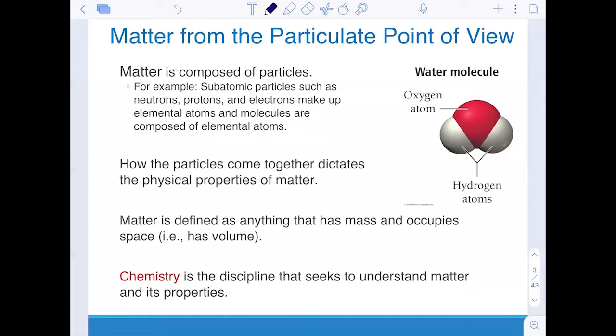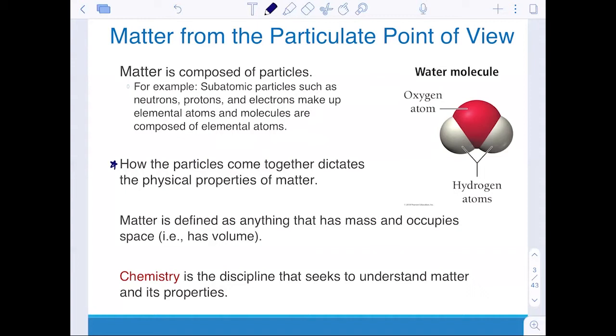I like this statement though right here. How the particles come together dictates the physical properties of matter. We'll try to relate all of these things to things that we see in the observable world. Sometimes we might not be able to get that far, but we can at least see some sort of experiments that help us dive into matter.